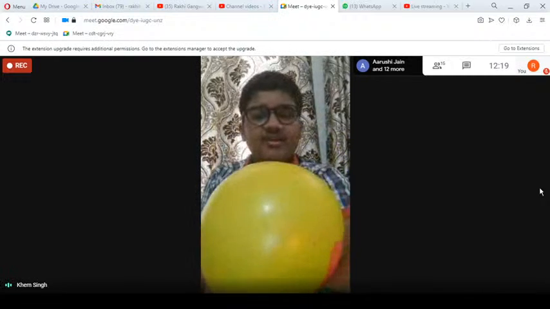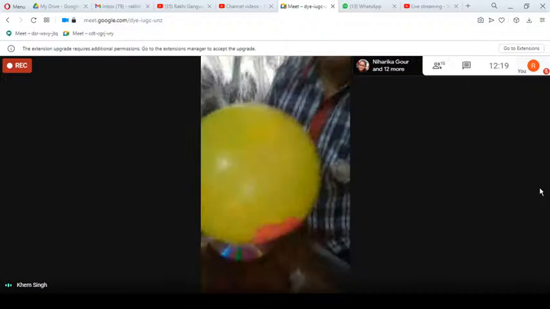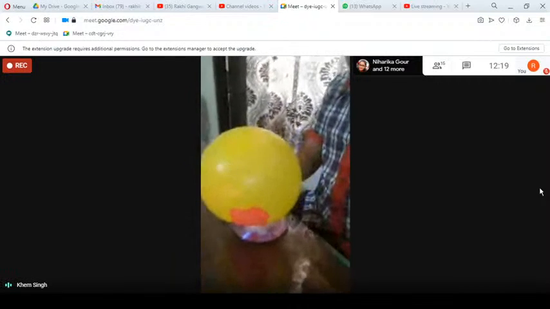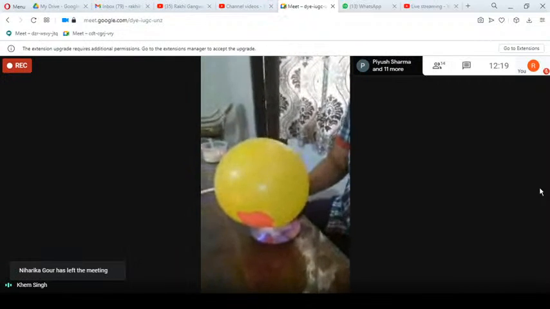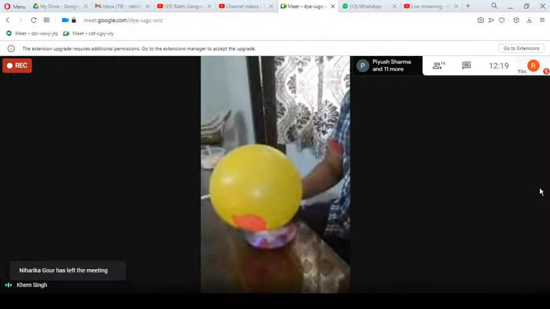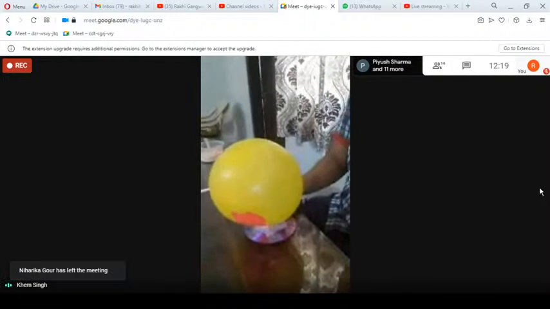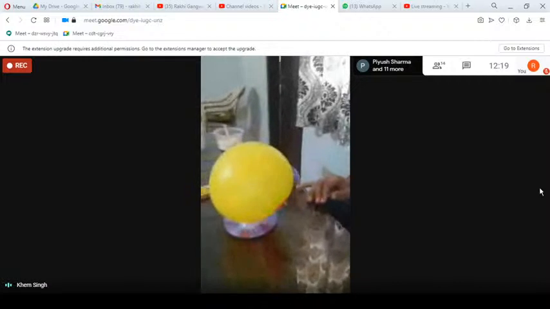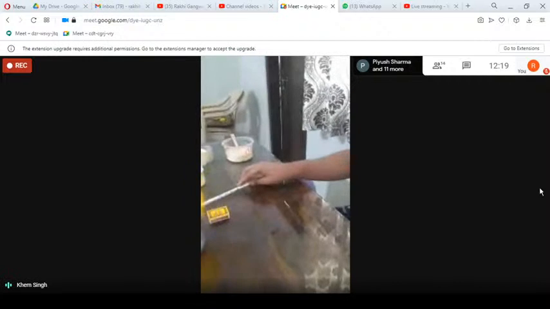Here I have taken this and I have blown this up. So now when I leave this, it will move. So how will it move? I will tell you next about this mechanism. So as you can see, it is moving. So this is an air cushion hovercraft.